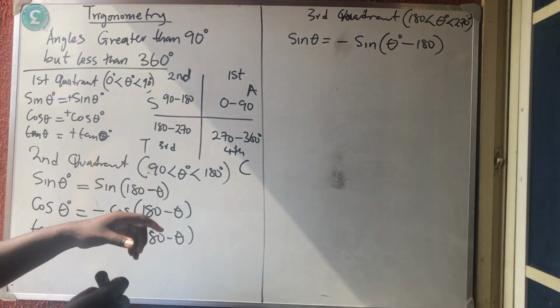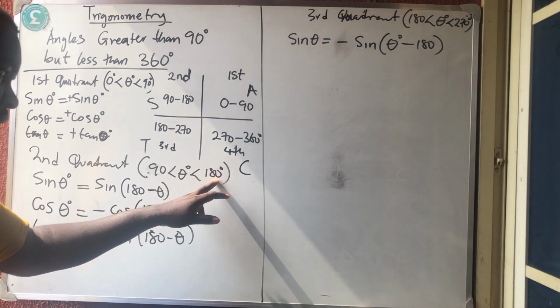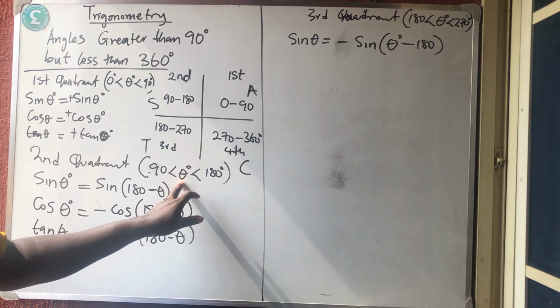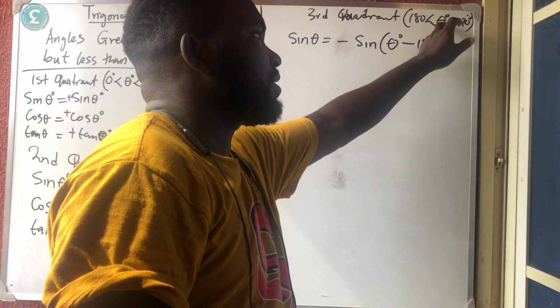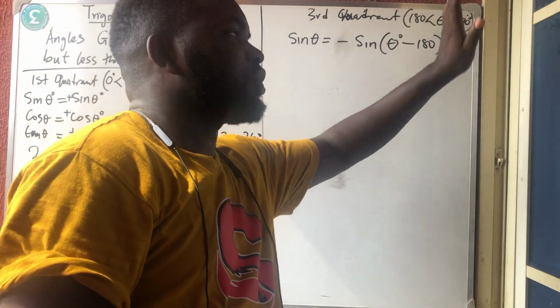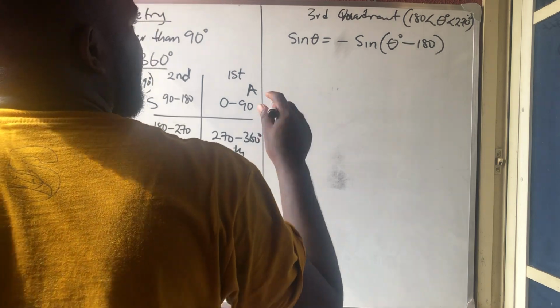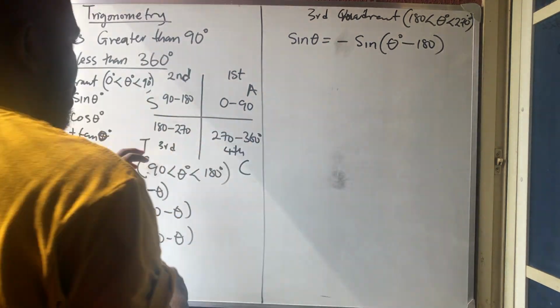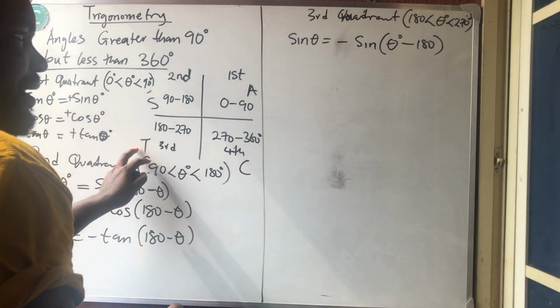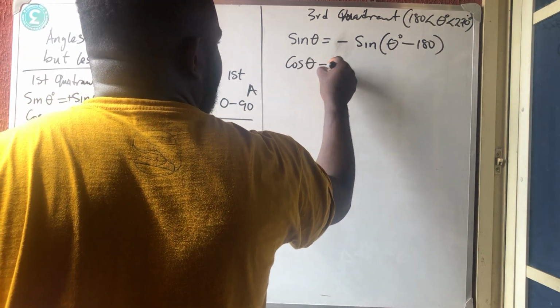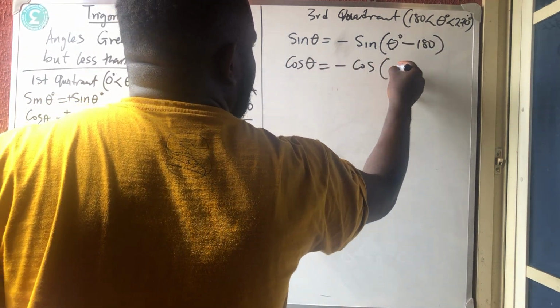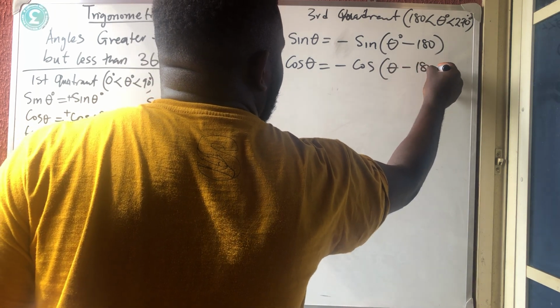You know what we did here? Theta was less than 180, that is why we said 180 minus theta. But here 180 is now less than theta, so we say theta minus 180. We don't use 270. Please don't use 270. So why did I put minus? Because in my third quadrant only tan is positive. So cos should be what? Minus cos of theta minus 180.